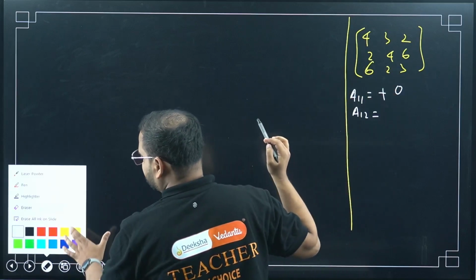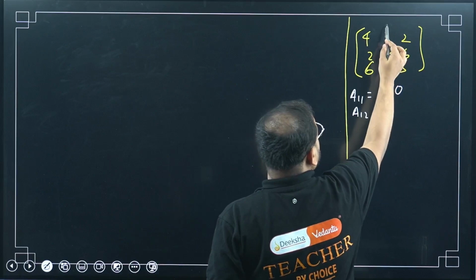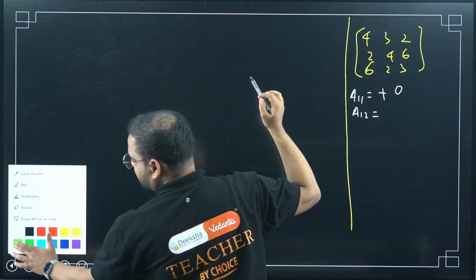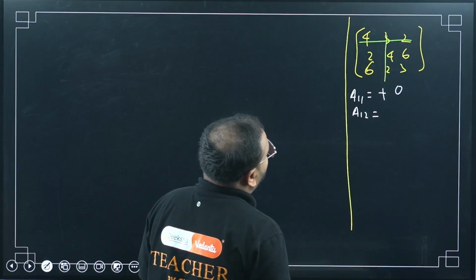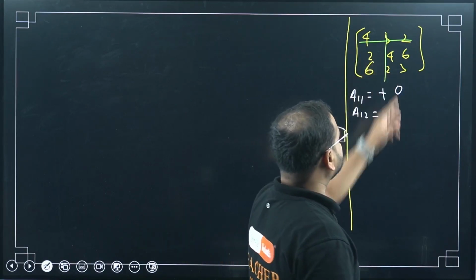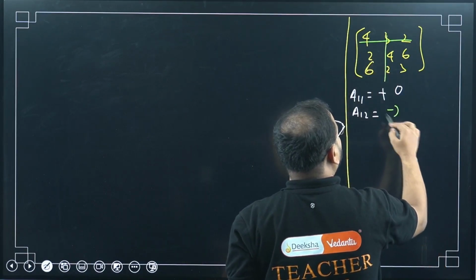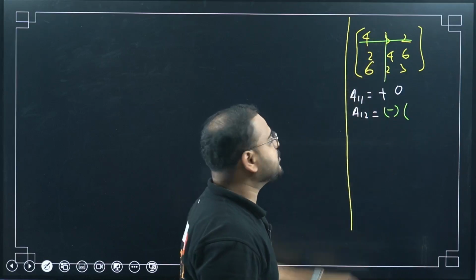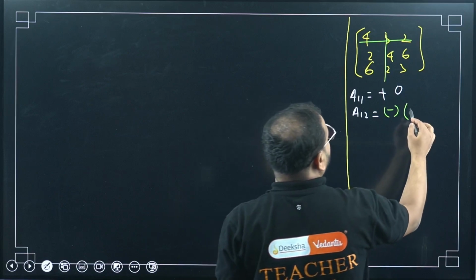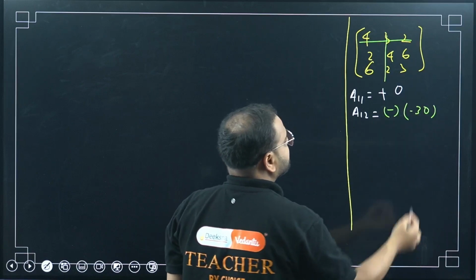What will I get for this? Please check. I have to cancel this row and this column. I'll get 6 minus 36. So I'll get this with a minus sign because the second element is negative. A12, right? So negative, odd. A12 is odd. So negative of minus 30. Correct, right? How much is that?